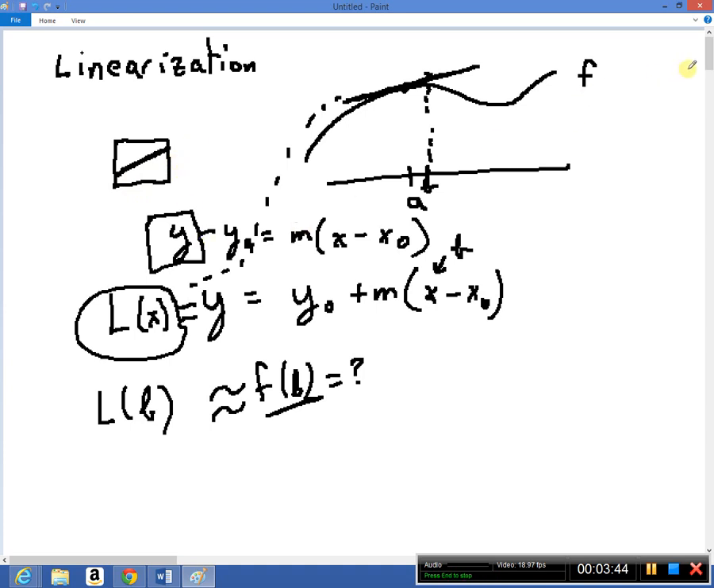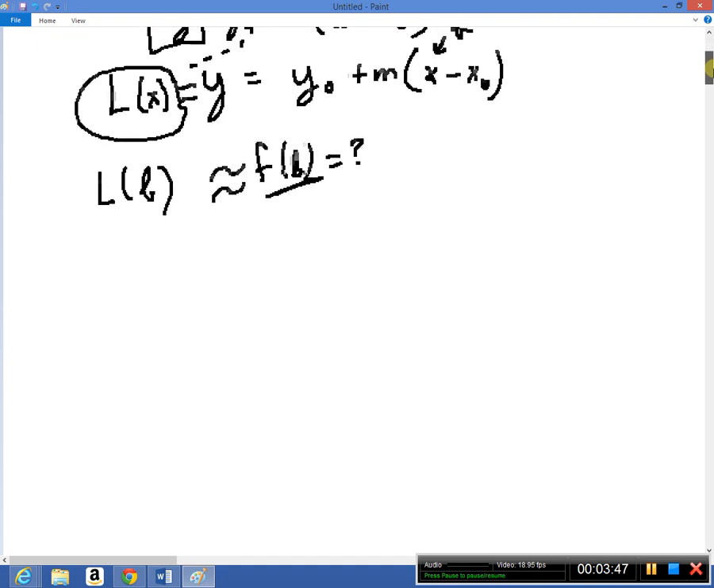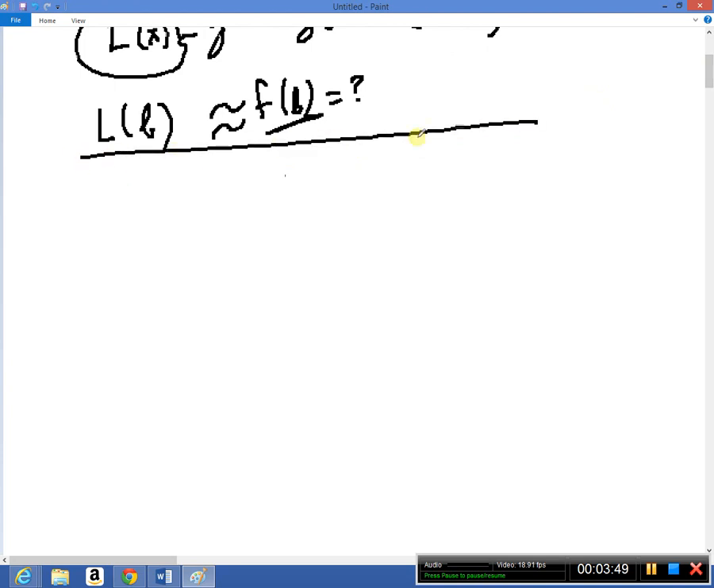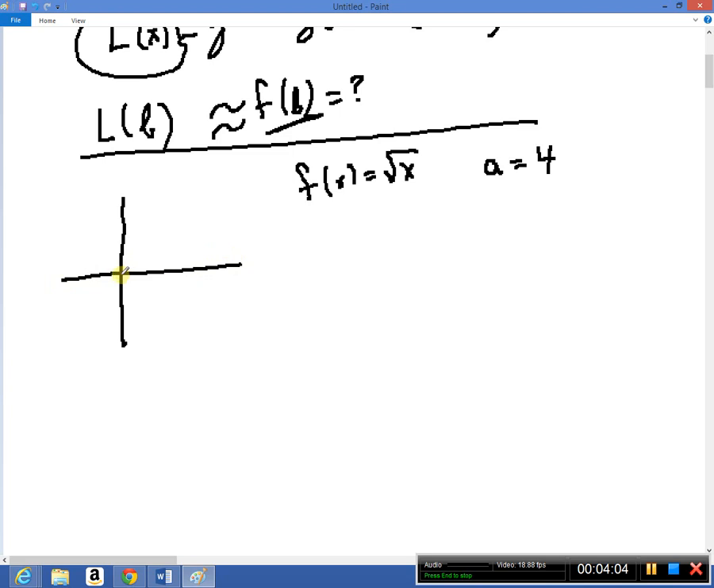All right, let's do an example so you know what we're talking about. Suppose that the function that we're talking about is something like f of x equals square root of x. And the point that we're talking about is a equals 4. The graph of this is pretty easy. The square root function looks like this. And at a equal to 4, you'd be about there. And you go up to the curve, and your tangent line is going to look like this somehow.